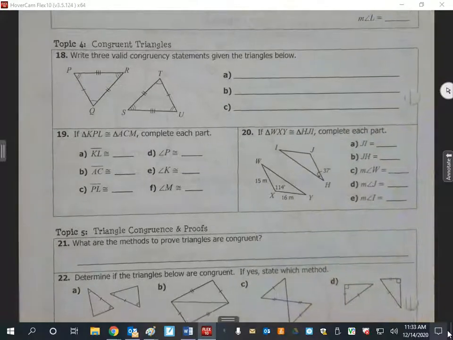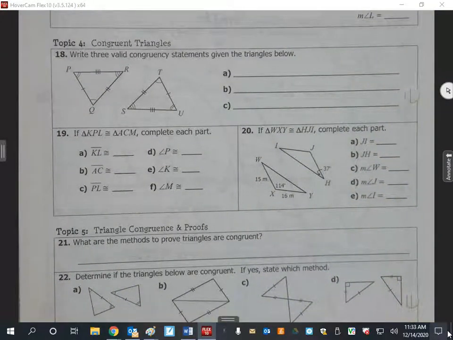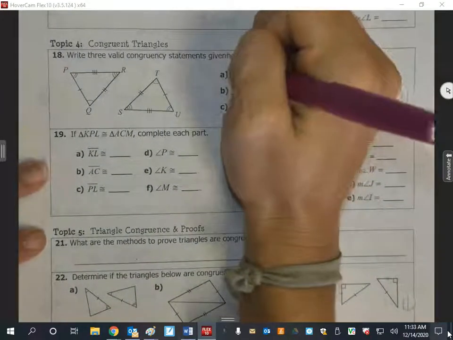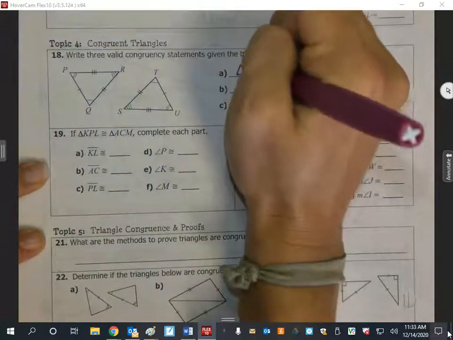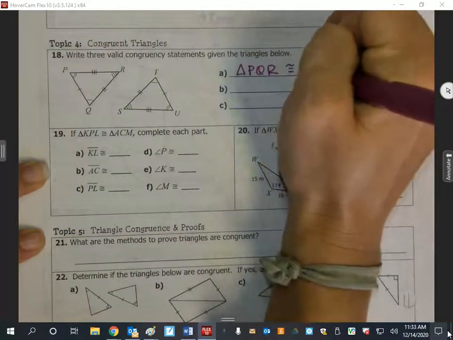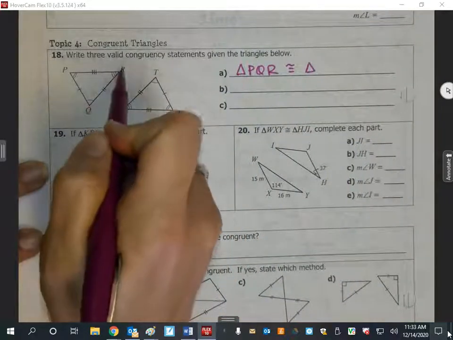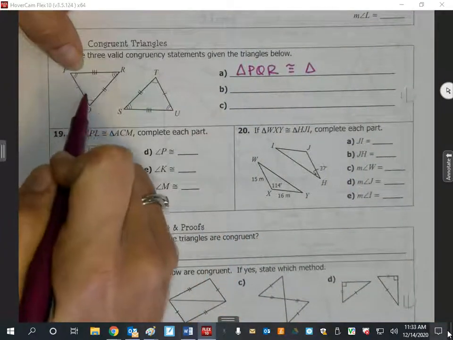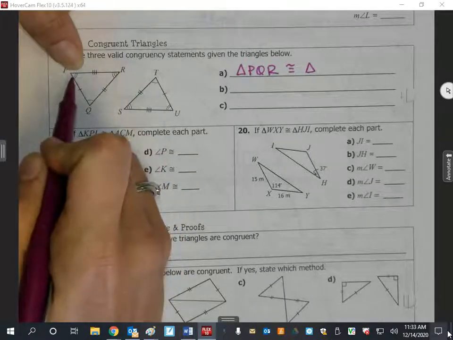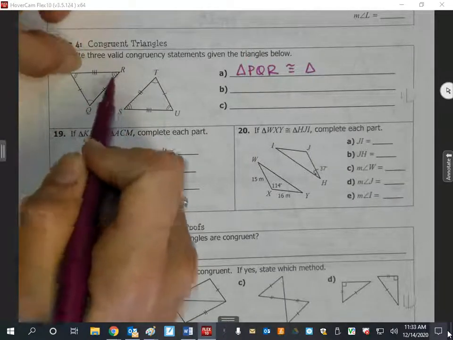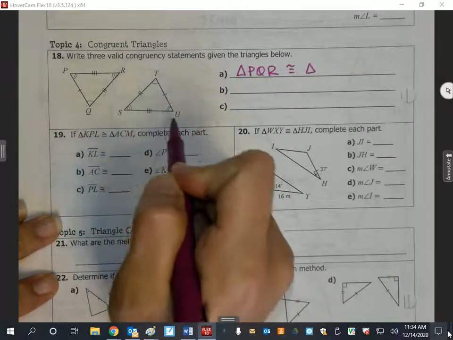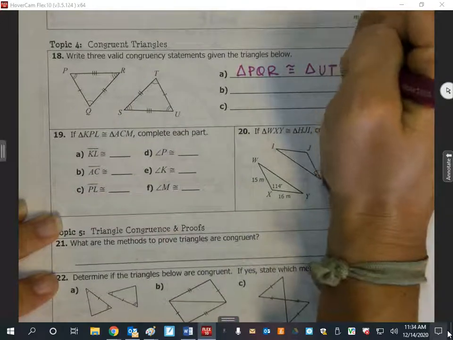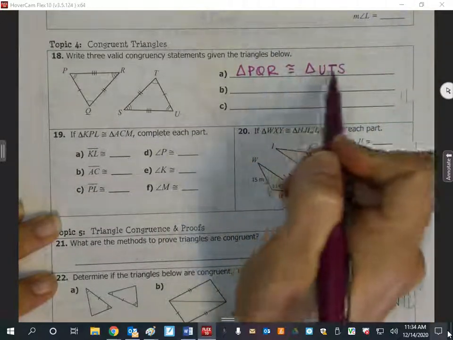18 asks you to write 3 valid congruency statements given the triangles below. When it asks you to write congruency statements, it's asking for the triangles in corresponding order. So triangle PQR is congruent to triangle... If I go P to Q to R, I went from 2 marks to 1 mark to 3 marks. So I need to go 2, 1, 3. So 2 is U, 1 is T, and 3 is S, so UTS. Those are the pieces that correspond together.